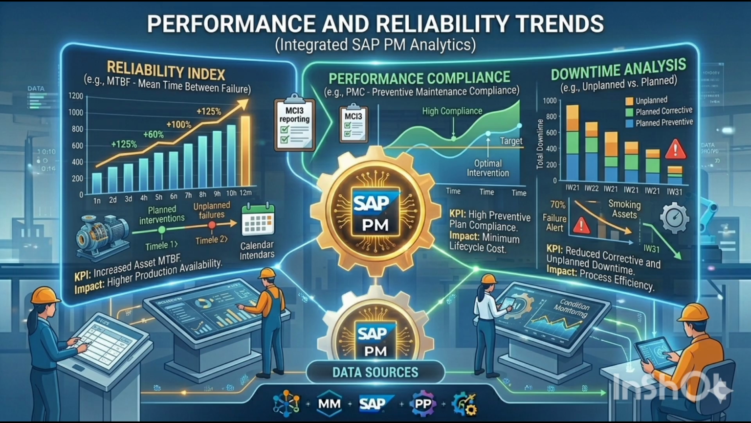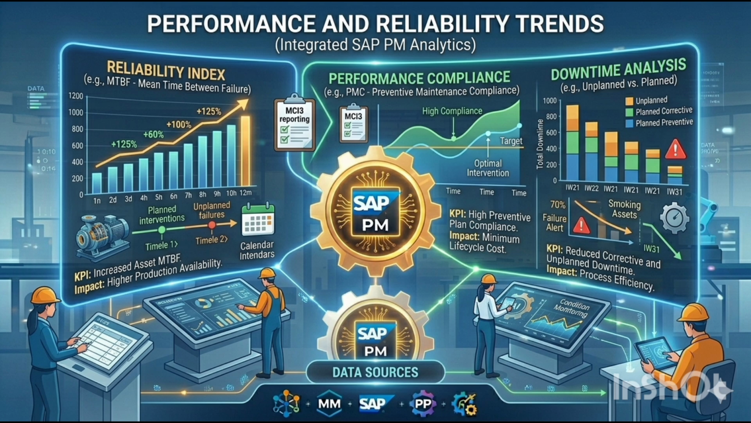Focusing on analytics, this image showcases how SAP PM data is used to drive business decisions through three key dashboards. Reliability Index tracks mean time between failure, showing how planned interventions increase asset uptime. Performance Compliance monitors how closely the team sticks to the preventive maintenance plan. Downtime Analysis breaks down total downtime into unplanned, planned corrective, and planned preventive categories.